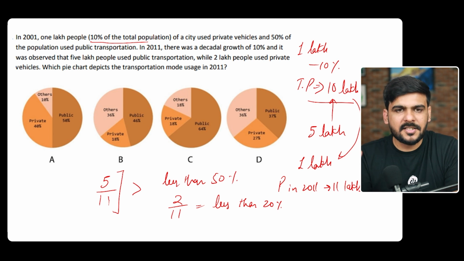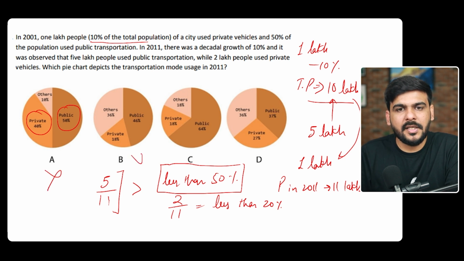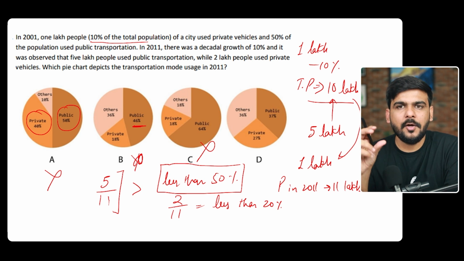Now according to the pie chart, let us see which one is matching our data. In A, they are saying private is 40%, which is okay, but public, they are saying, is 50%. But according to our data, it should be less than 50%. So first we can eliminate A. We can also eliminate B. No, B is correct. See, in B they are saying 46. We can eliminate C and D also. So now we can eliminate C and A only because of this public transport, because it should be less than 50%.